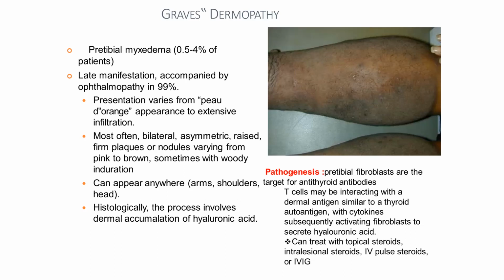Histologically, the process involves dermal accumulation of hyaluronic acid. Basically, there are pretibial fibroblasts, which are the targets for antithyroid antibodies, and they in turn cause subsequent activation of the fibroblasts to secrete more hyaluronic acid. Graves' dermopathy may be treated with topical steroids, intralesional steroids, IV pulse steroids, or immunoglobulin, IVIG.